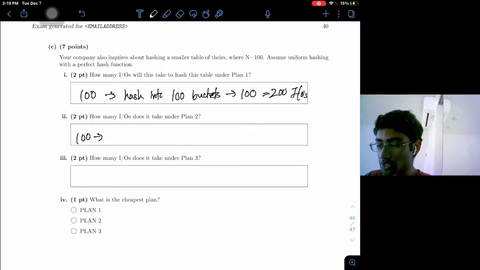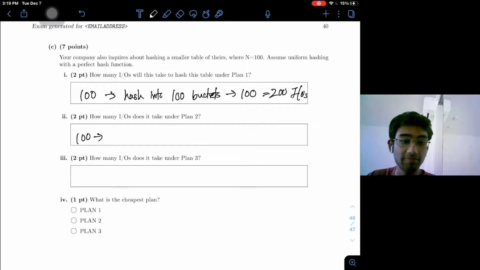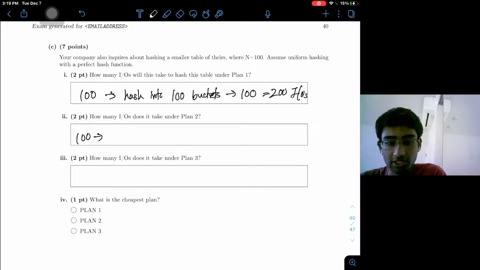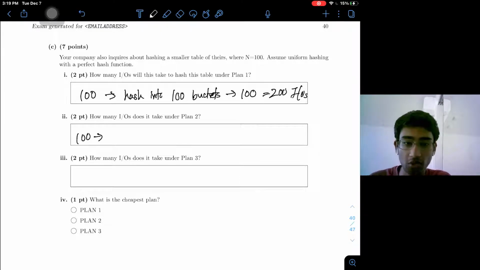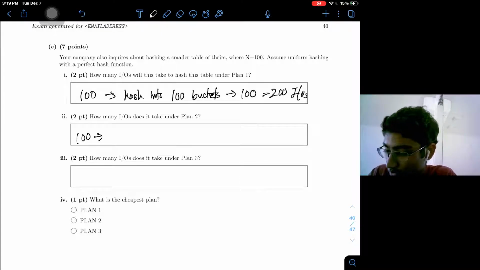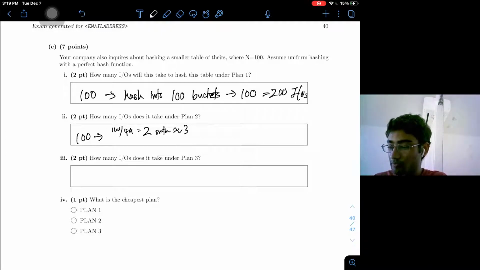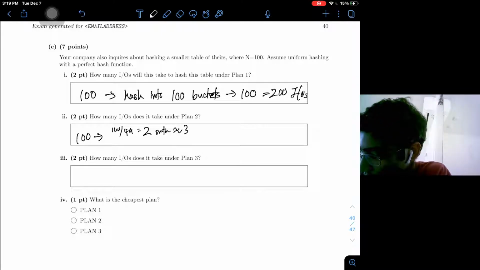However, for plan 2, our partition is too big. We only have 50 buffer pages, so that one partition of size 100 pages is not going to fit into memory. So we're going to have to partition it. We take the 100 pages, and we hash it into 49 buckets. When you do 100 divided by 49, that gives you 2 point something, which we round up to 3. So we get 49 partitions of 3 pages each. And so that's going to be a write cost of 3 times 49.